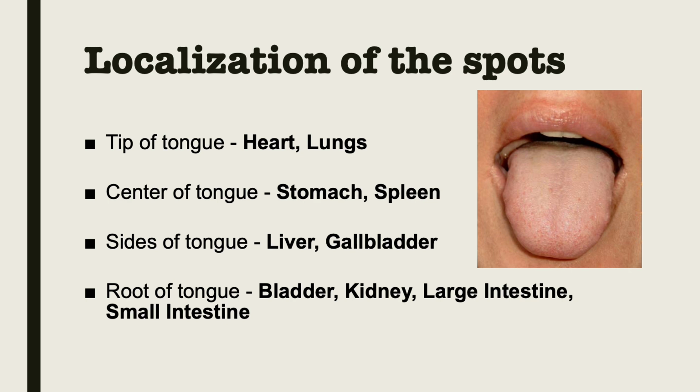The localization of the spots points to the referred organ. Tip of the tongue, heart and lungs. Center of the tongue, stomach, spleen. Sides of the tongue, liver and gallbladder. Root of the tongue, bladder, kidney, large intestine, small intestine.